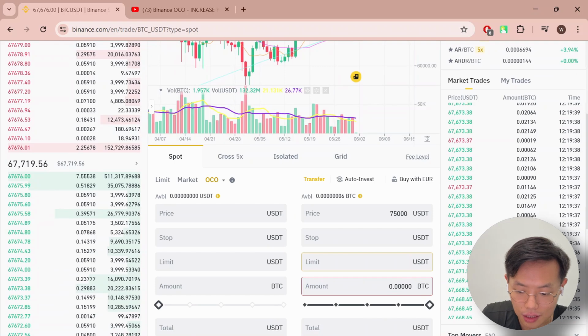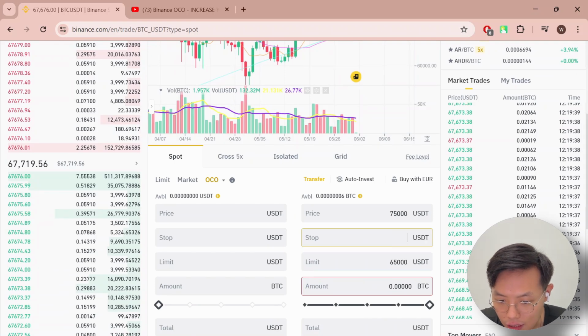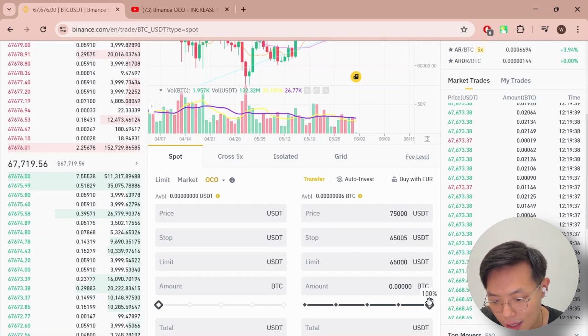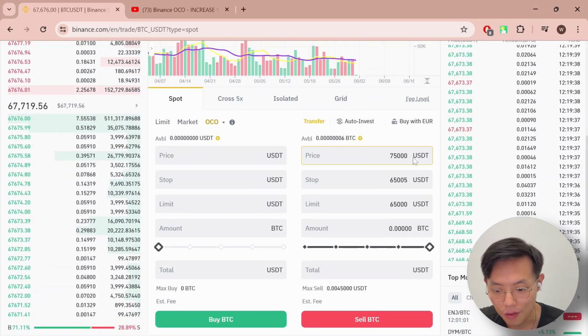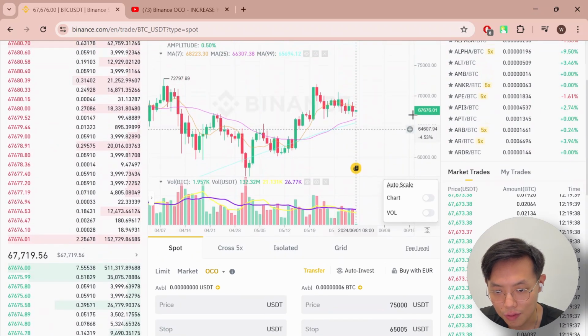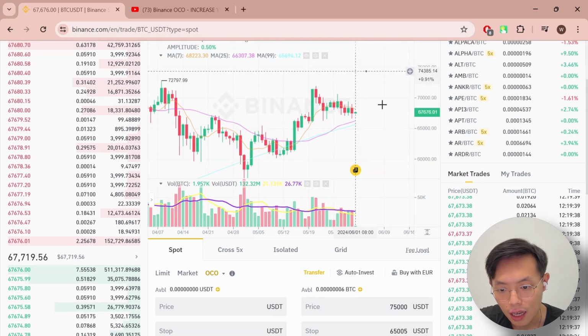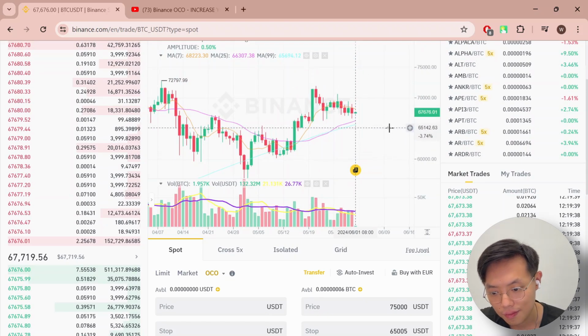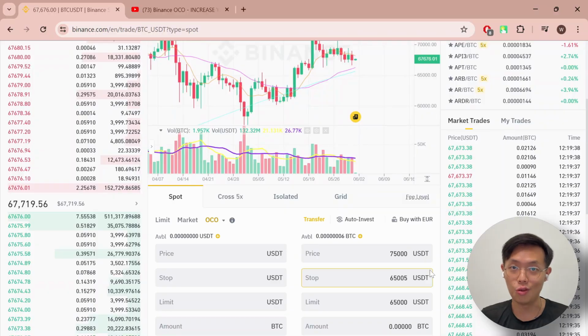Sorry, I want to stop loss at 65,000. Then the stop trigger price, I want to be very, very close to my limit, the stop loss price. So let's say I want to trigger it slightly $5 higher. So this is how you set it, and you set how much BTC you want to sell. So right now, if you execute this, the take profit order shows up here, and then the stop loss shows up here. So this is how you set up an OCO.